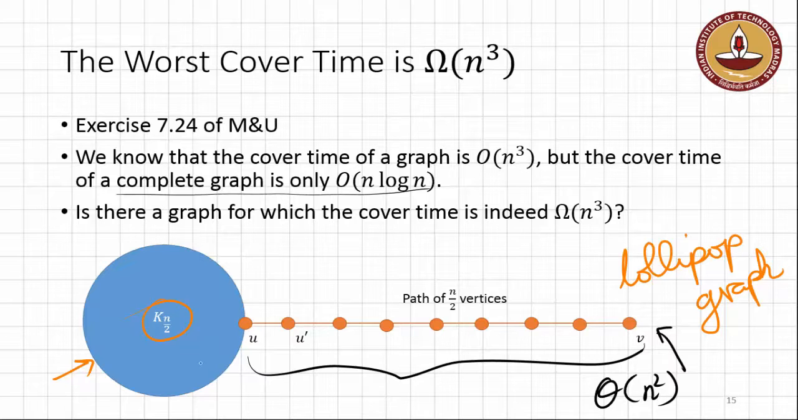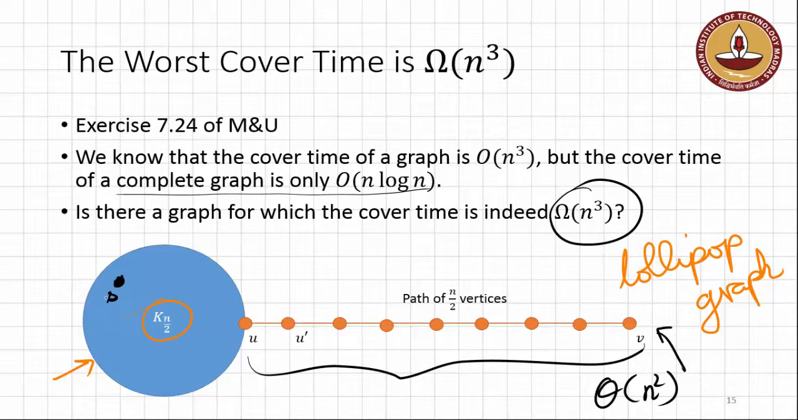So the question therefore is, why are we making this claim? The reason is that in the definition of the cover time, you have to not just consider any one vertex as a starting point. You should consider every vertex as a starting point, and then compute what is the worst cover time. So instead of starting at v, let's start at some vertex inside the complete graph part. Let this be our starting vertex s.